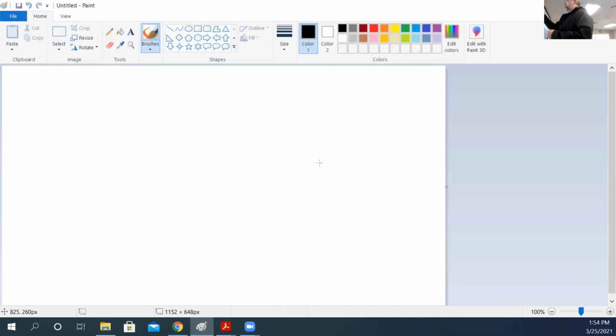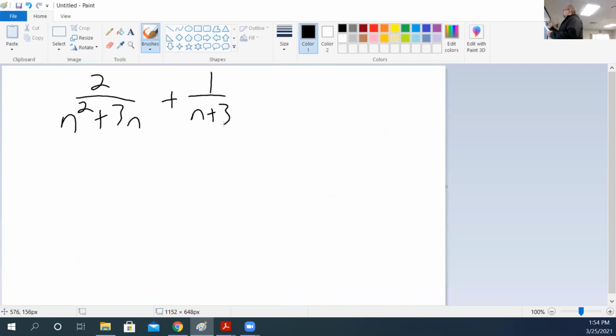Okay. Next one. 2 over n squared plus 3n plus 1 over n plus 3 equals 1 over n squared plus 3n. Okay, so for this style one, same thing. You look at all the pieces, I see squared values in the denominator. And they got a lot of pieces, right? We have more than one piece in each one. We have a binomial there, binomial there, binomial there. So all the denominators have 2 terms. So look to see if you can do a GCF.